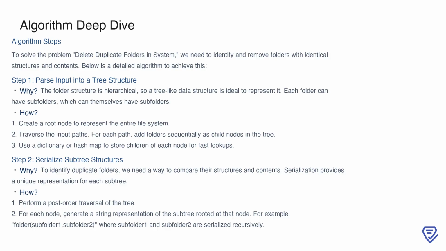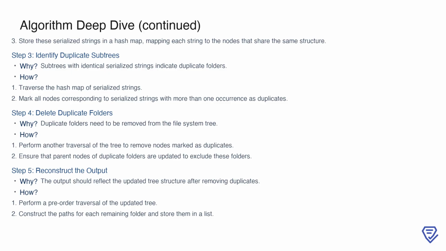Once we have a tree, the next step is to prepare for identifying duplicate folders by serializing the structure of each subtree. This involves performing a post-order traversal, where we process child nodes before their parents. For each node, we generate a string that uniquely represents the subtree rooted there. For example, a folder might be serialized as folder, subfolder 1, subfolder 2, capturing its contents in a recursive fashion. These serialized subtree representations are then stored in a hash map, where the keys are the serialized strings and the values are the nodes that share that structure. This allows us to efficiently detect duplicate subtrees.